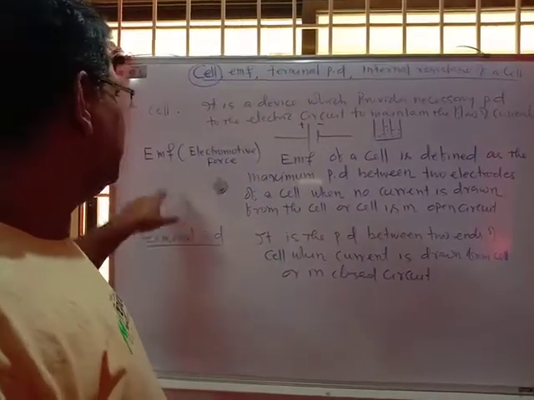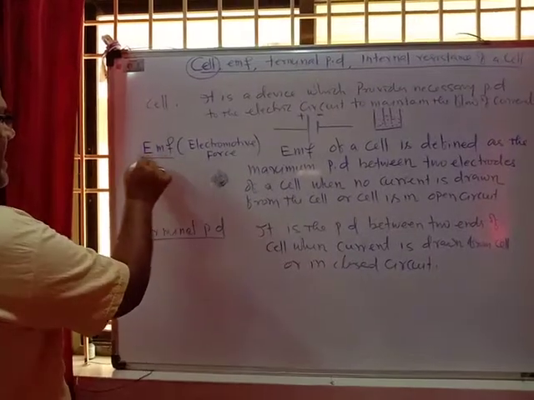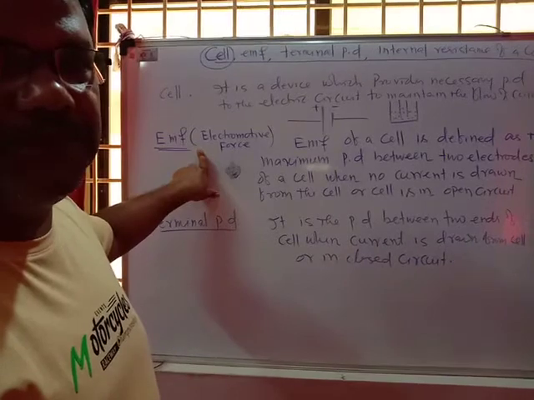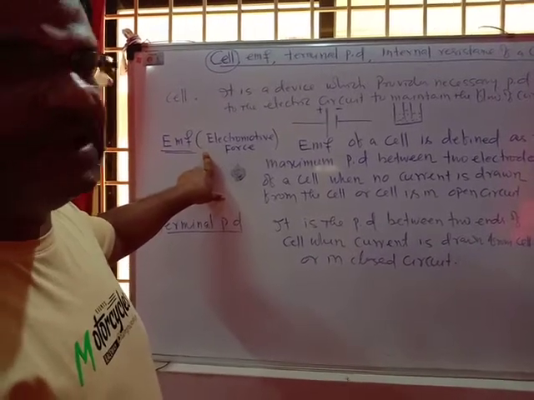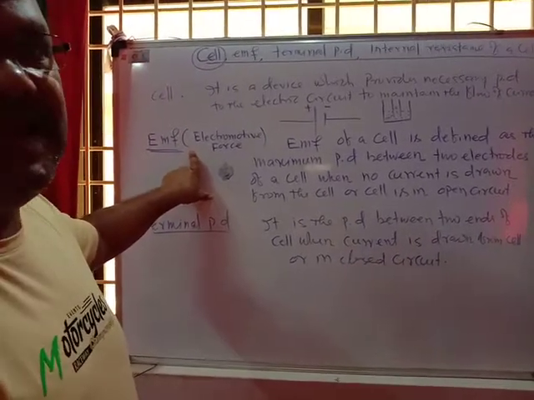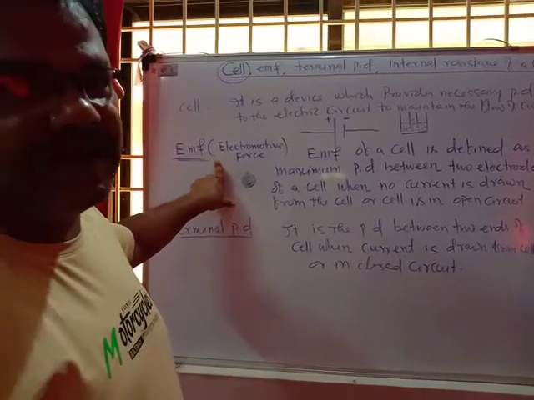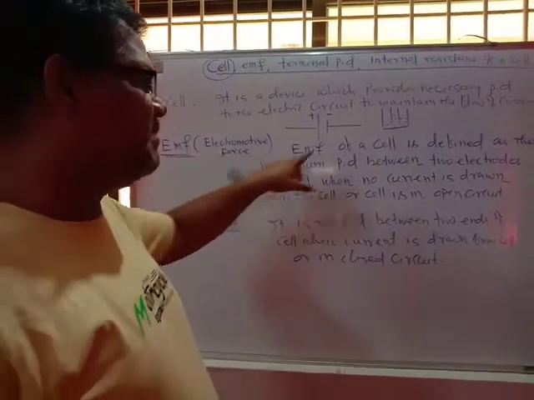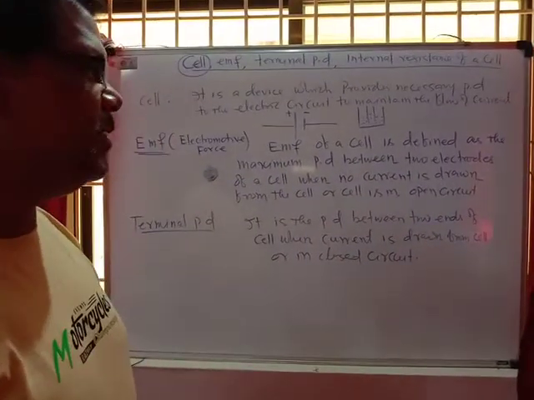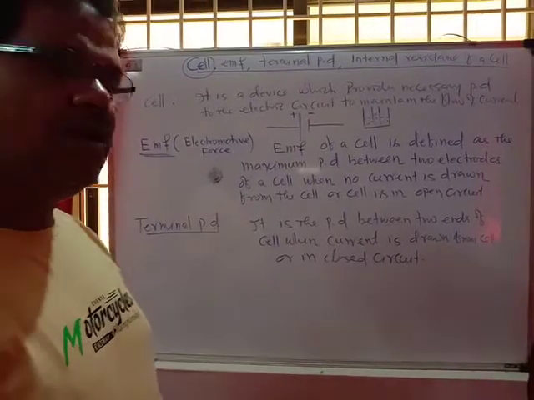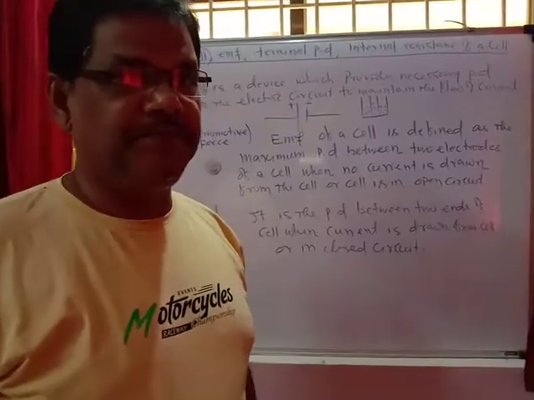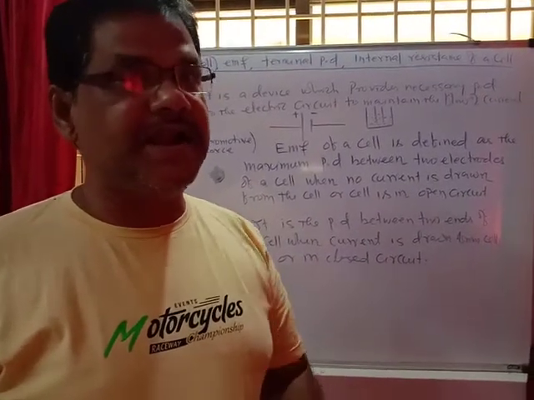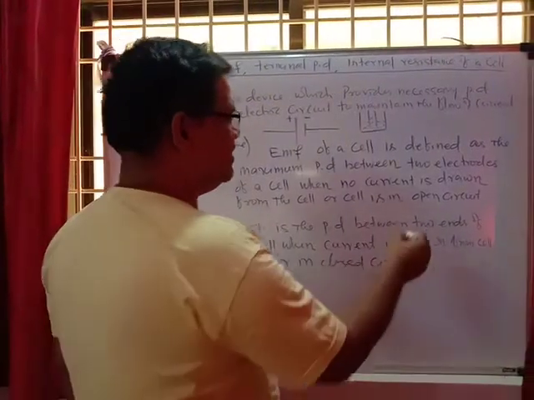Another is the EMF. The full form of EMF is electromotive force, but it is not a force. So what is the EMF of a cell? Actually, it is the potential difference, PD, between the two ends of the cell. EMF of a cell is defined as the maximum PD between the two electrodes of the cell when no current is drawn from it. That means the cell is connected to a circuit, that circuit is open, and no current is drawn from the cell.